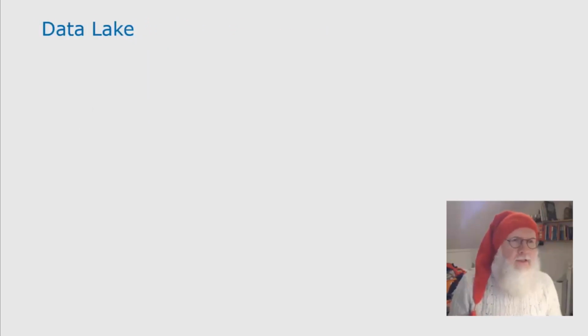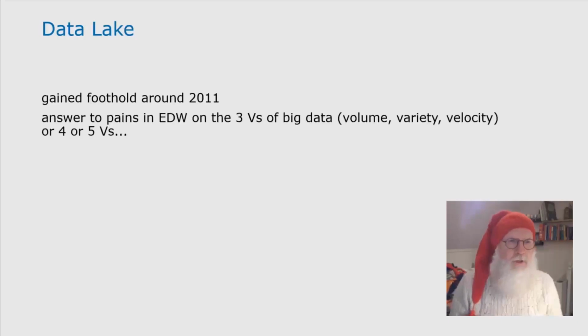So enter the data lake. Data lakes gained footholds around 2011, and tried to answer some of the pains that were in the enterprise data warehouse around that time, namely the 3 big V's of big data: volume, variety, and velocity. As the volume of data increased and the variety of data types increased and the velocity of data coming in increased, the relational databases started struggling with performance. You could, of course, throw a lot of new hardware at it, but that cost a lot of money, and in the end, another way of trying to approach this was the data lake.